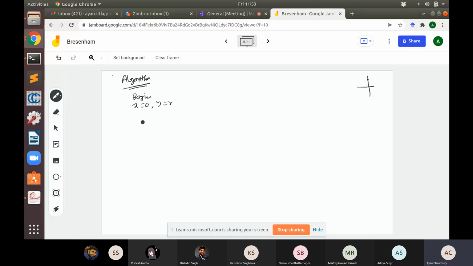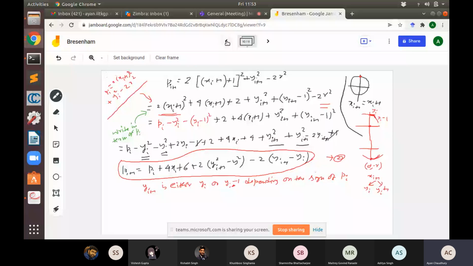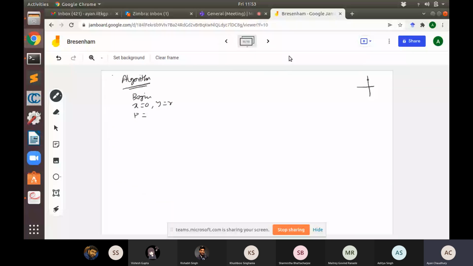Okay, so in the first case, p is equal to... what was this equation of pi? Let's write it here again. What was my equation here? Pi is equal to 2 xi plus 1 square plus yi square plus r square minus 2r square.